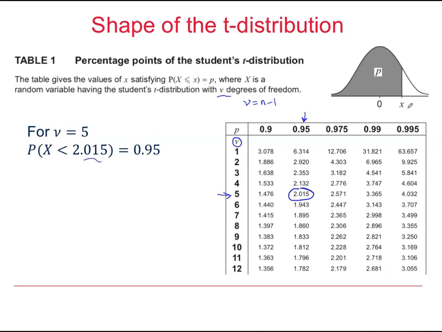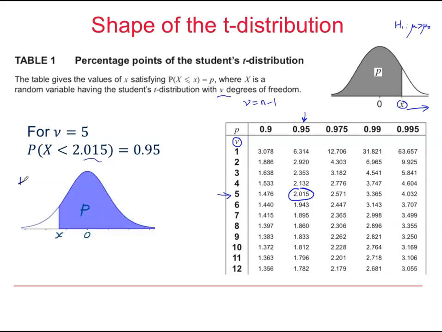If we were using the table for a hypothesis test for the population mean, and the alternative hypothesis was that mu is greater than mu naught, then x would represent the critical value, and values of t greater than x would represent the critical region.